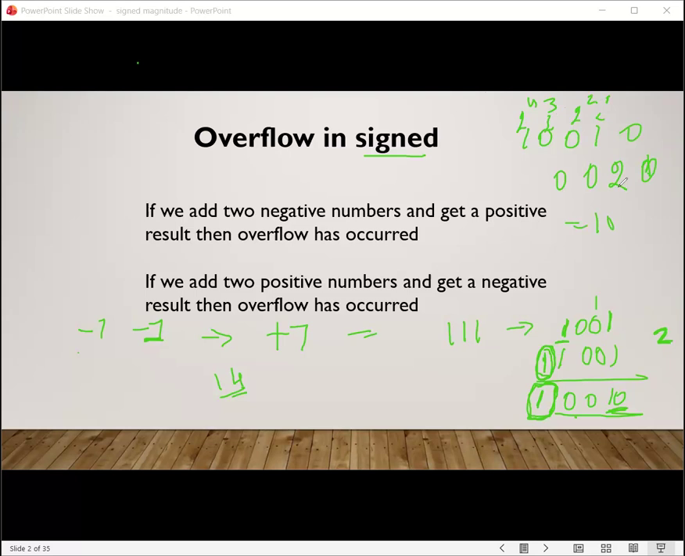So this shouldn't be the case. -7 plus -7. Why do we add? Because we found the 2's complement, so we shouldn't subtract, we only have to add. Actually, we should get -14, but we don't get that result. So that's why there is an overflow. Can you understand this, Shahida?